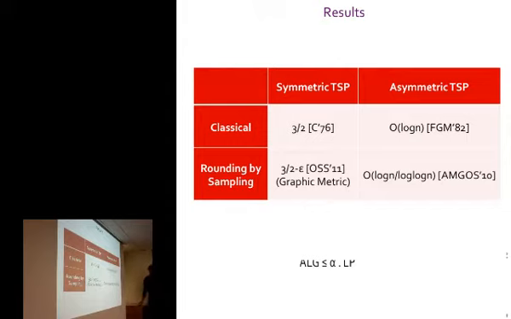When you say 3/2 minus epsilon, there's some particular epsilon you have in mind? Yeah, so this epsilon is just a constant. You don't want to tell us what it is? Yeah, it's very small. It's less than 10 to the minus 10. So maybe we shouldn't all just jump to switch algorithms.